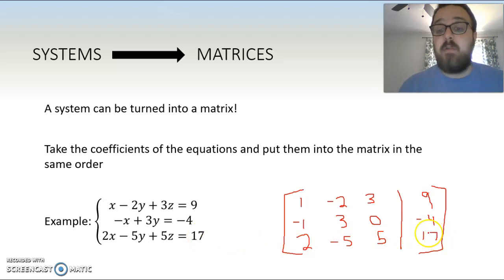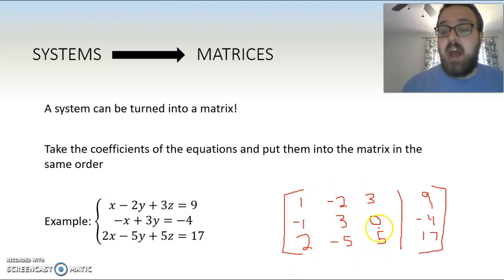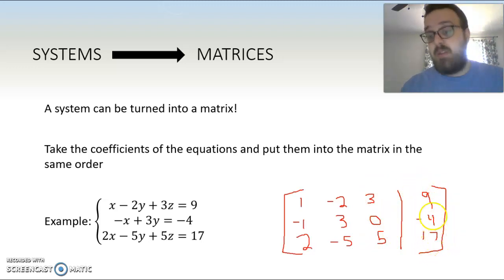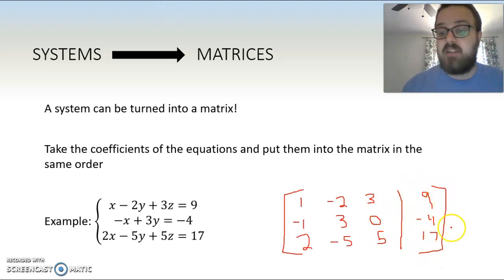Now, what's kind of cool about this is that each column is talking about a specific variable. Our first column is the X column, the next column would be the Y column, and the third column would be the Z column. The last column, the other part of our augmented matrix, the one that's beyond the line, would be the solutions to each one, the other side of the equal sign for each of our equations.